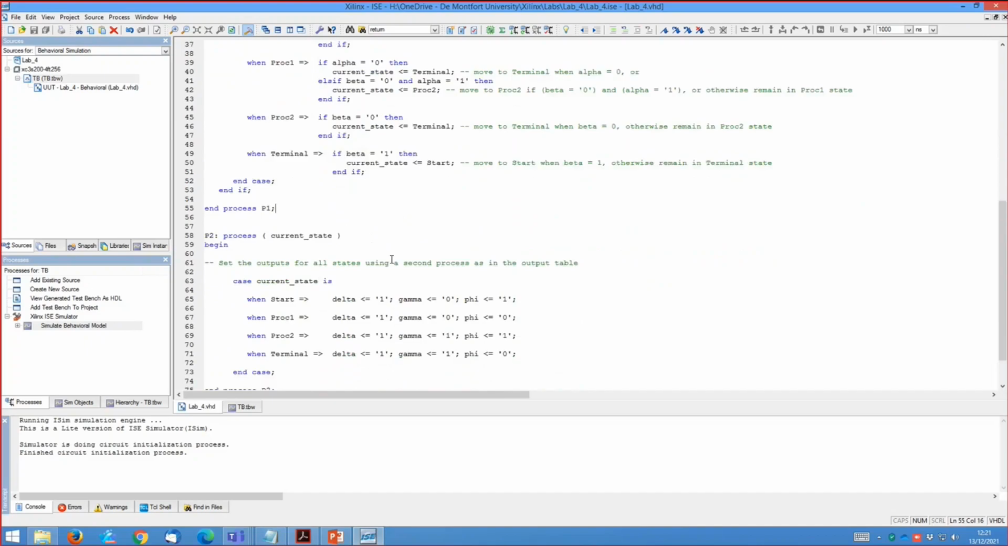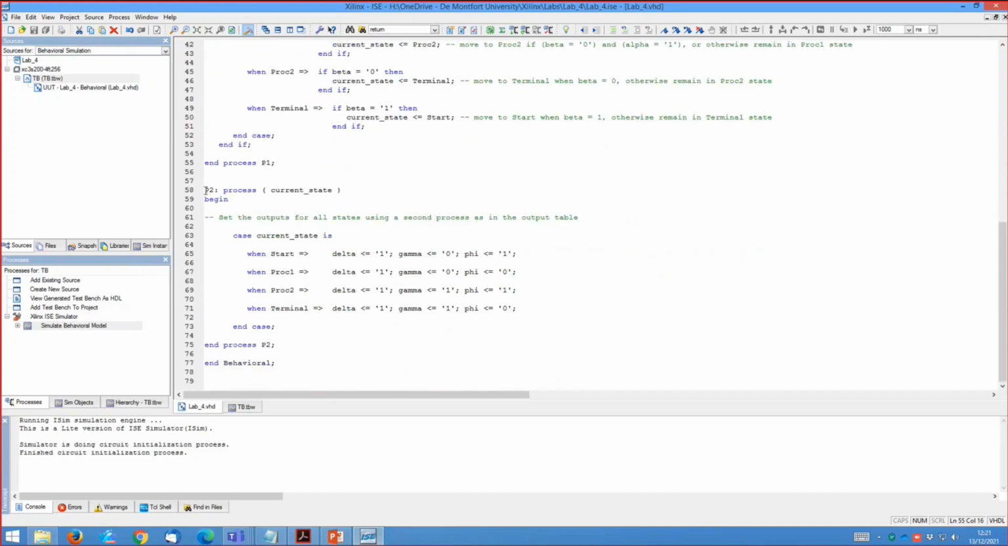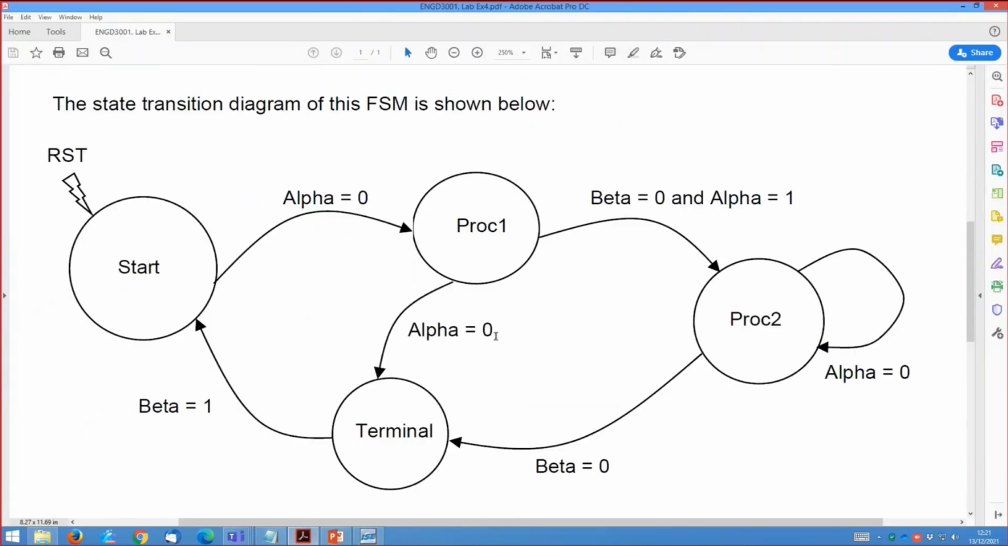Now moving to process number 2, which has a unique label P2 and only listens to the current state. Again, we can use a case based on the current state, and the branches would be start, proc1, proc2, and terminal, just like before. But this time, we only need to set the outputs as shown in the truth table.